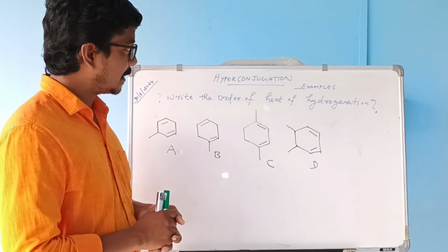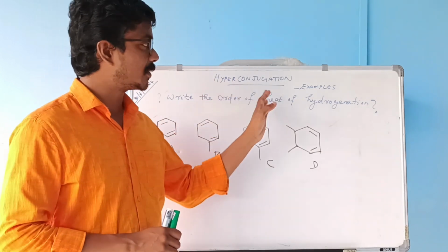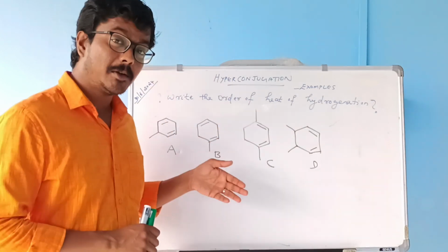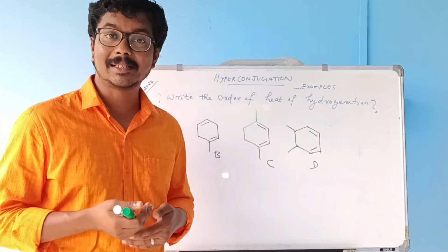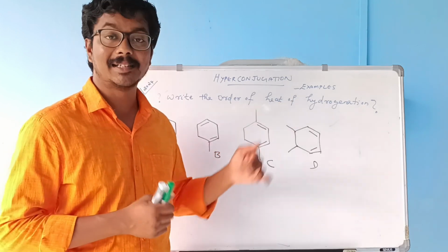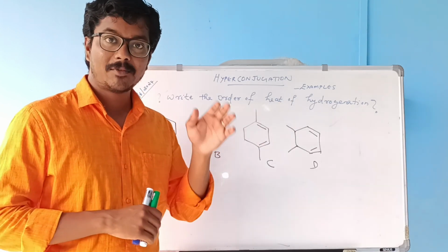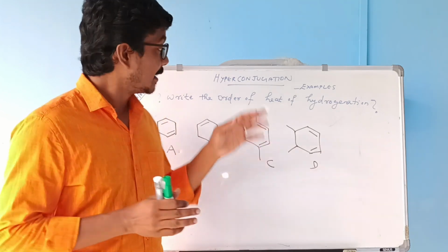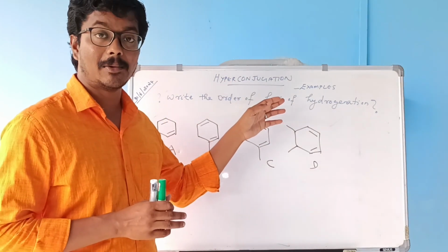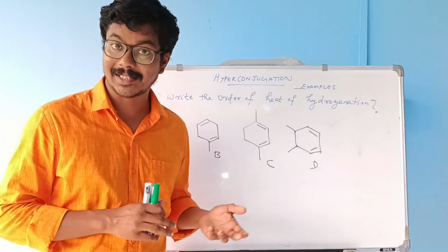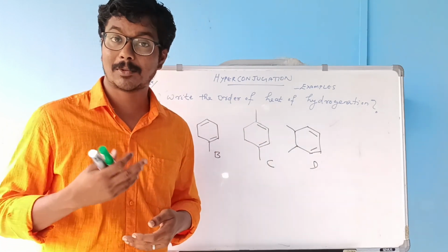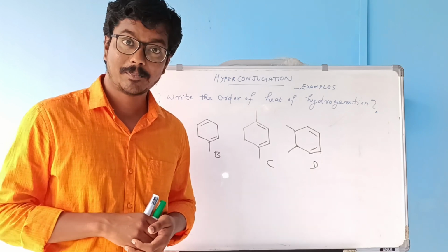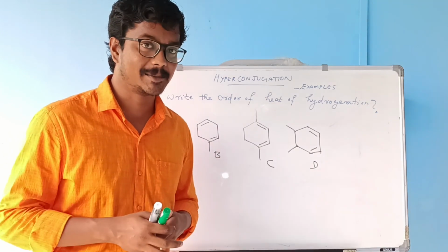So, what is the effect of hyperconjugation on heat of hydrogenation? When the stability of the unsaturated compound increases, heat of hydrogenation decreases. How? If the unsaturated compound or alkene has hyperconjugative structures, or the number of alpha hydrogen atoms increases, hyperconjugative structures also increase and stability increases. When the stability is more, the heat of hydrogenation is very less.